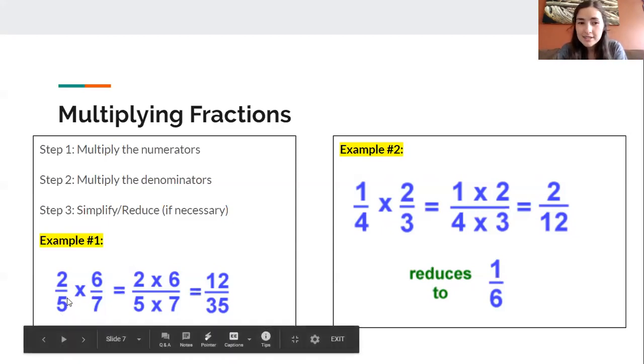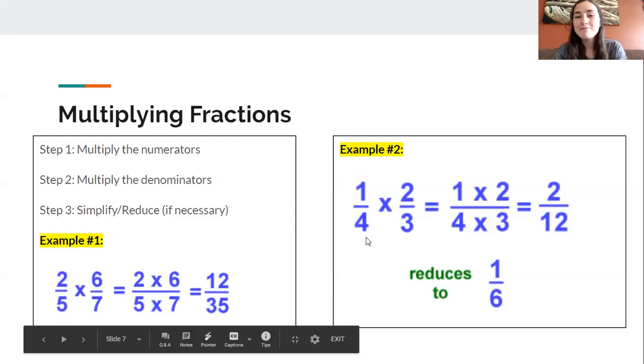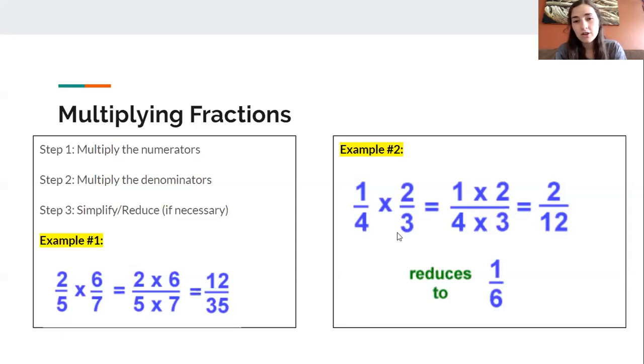So we have 2/5 times 6/7. It's a hard one to say. And we're just going to multiply straight across. So we have 2 times 6 over 5 times 7, which is 12/35. And that's our final answer, because they have no common factors, so 12/35 can't be simplified, so our final answer is 12/35.